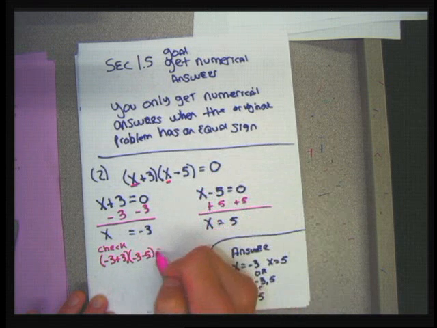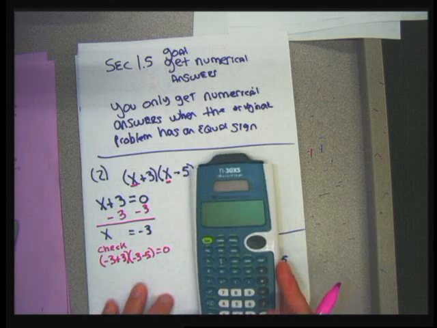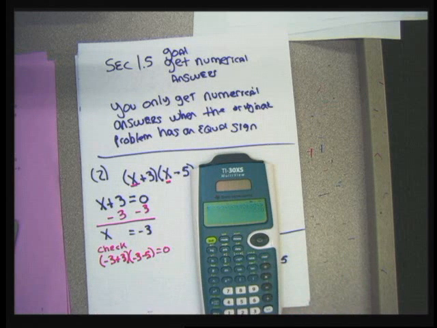Leave the right side equal to 0. My answer is correct if, when I simplify the left side, I get the same number as the right side. In this case, that is 0. And the beautiful thing is I have a calculator that will do this for me very nicely. So I can just do this quickly.